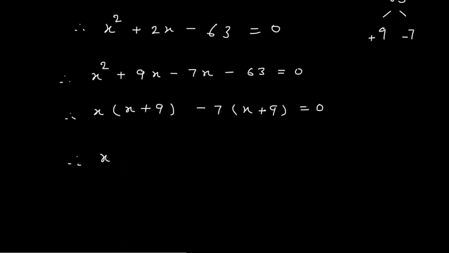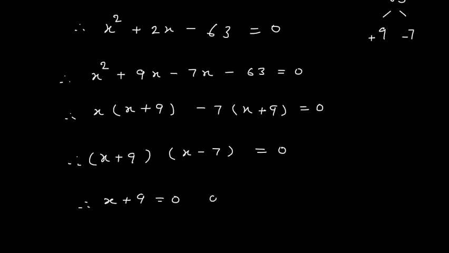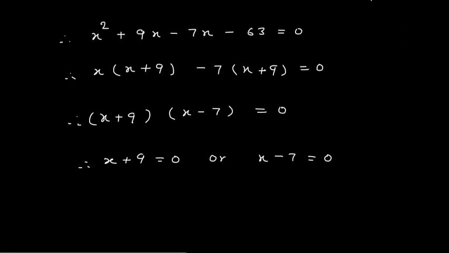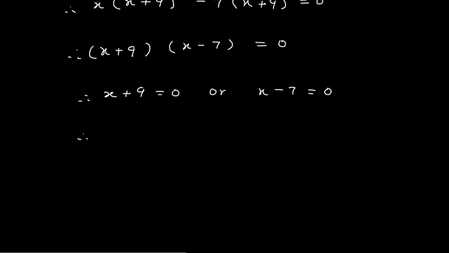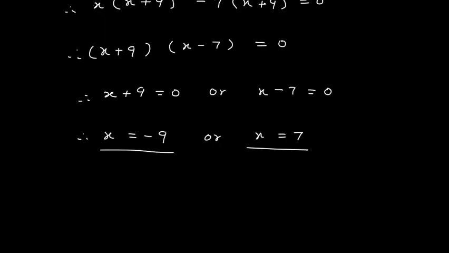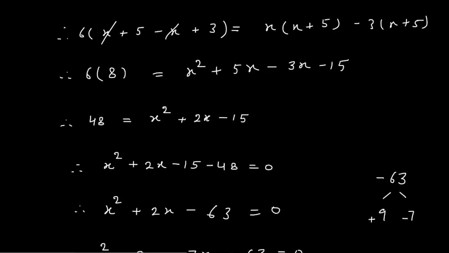So therefore you say that x plus 9 in one bracket and x minus 7 in the other bracket is equal to 0. So from here you have x plus 9 equal to 0, or you have x minus 7 equal to 0. So this gives you x is equal to minus 9, or x is equal to 7. So x is equal to minus 9 or x is equal to 7 is your required answer.